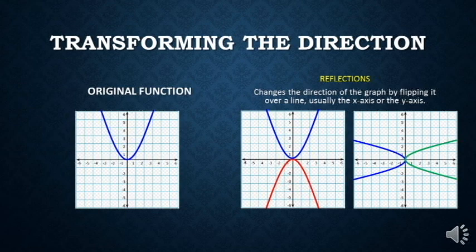We call these reflections. You can try to think of it as a mirror. When you look in the mirror, your overall appearance did not change. However, all the directions are now opposite. So, reflections are changes of the direction of the graph by flipping it over a line. Usually, this line will be the x-axis or the y-axis.